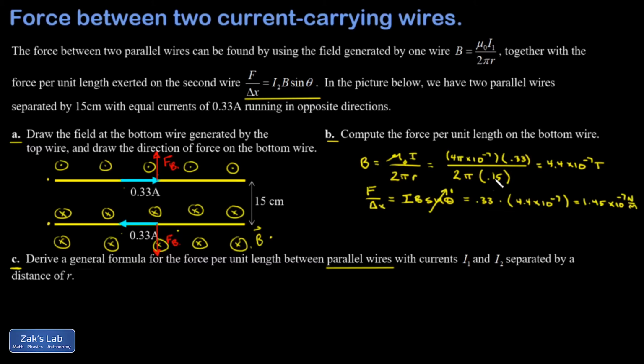So now it becomes clear why this is so difficult to get to work in the lab. We're talking about incredibly small forces here. You'd have to crank the current up very high to get a significant effect. Now let's get the general formula. So there's not much to be done here.